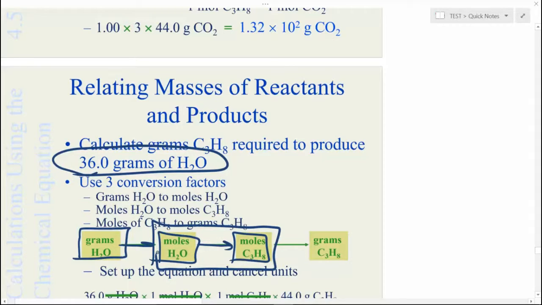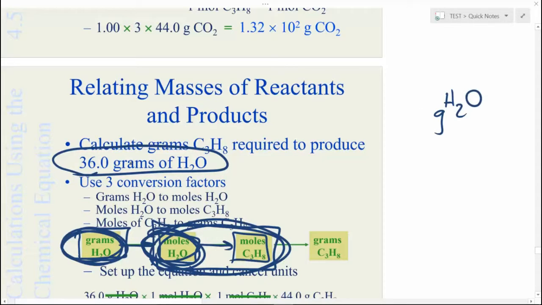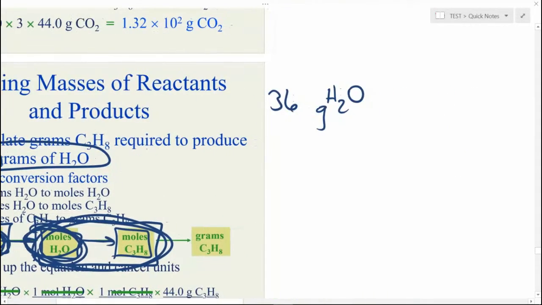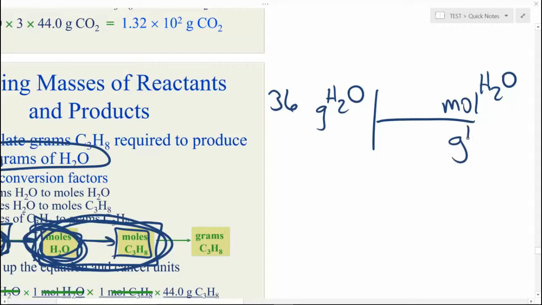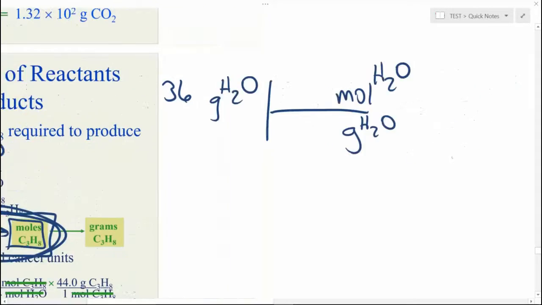The stoichiometry part being converting from the moles of one thing to the moles of another thing. Now, I can't do that mole conversion unless it's in moles. So that's why I have to go from the grams of water to the moles of water. That's my first step. So grams of H2O, and I know how much I'm starting with. It's 36 grams of water, and I'm going to convert that to the moles of water.